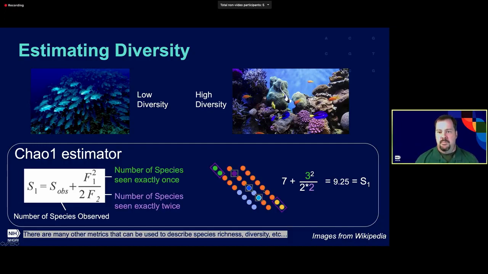But one of the most basic concepts that we are interested in when we look at sequencing data is the concept of diversity that I mentioned earlier. So on the left-hand side is a low diversity environment. Those fish all look the same. It's all the same kind of fish, and there's lots of them. On the right-hand side, there's a coral reef, and there's lots of different fish. And you can imagine that microbiomes can be the same way.